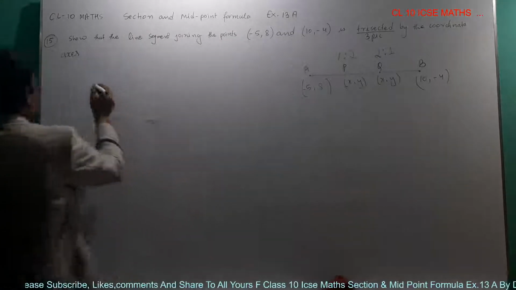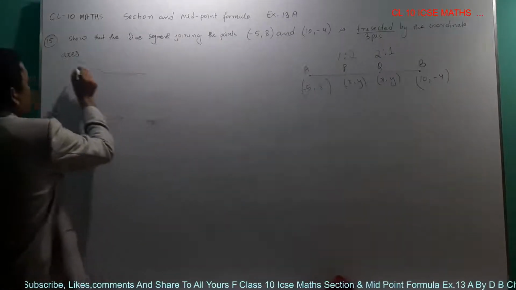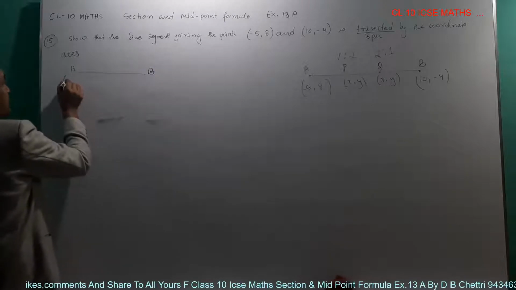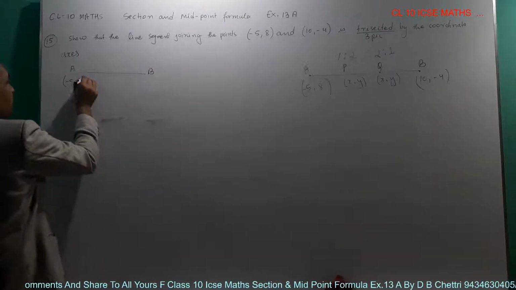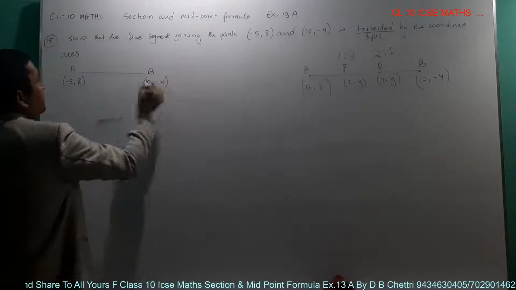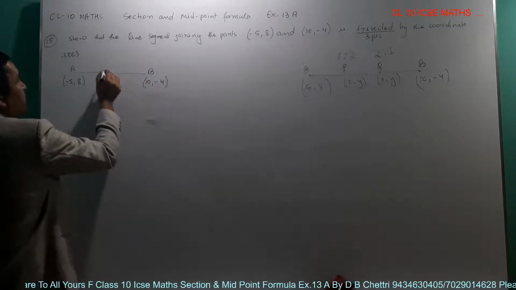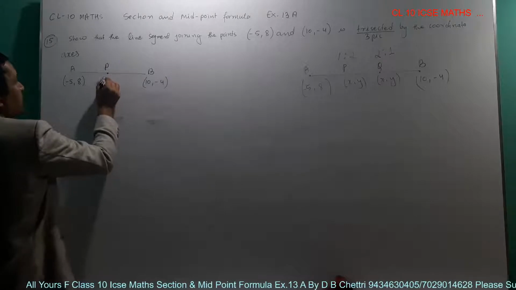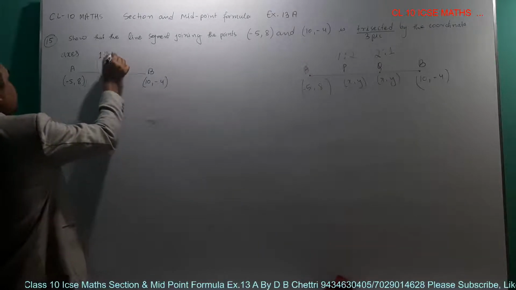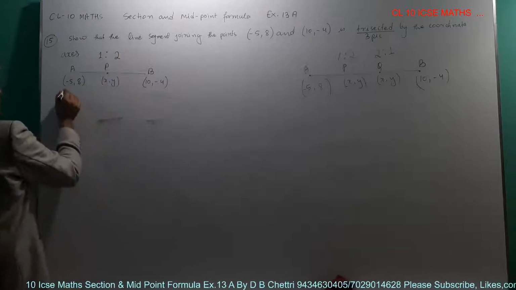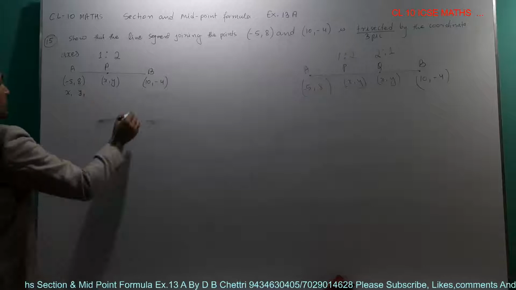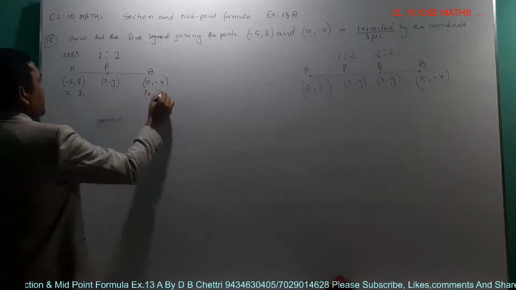Now let me redraw. This is A, B, then the coordinate of A is minus 5, 8, and the coordinate of B is 10, minus 4. Then let's find the first point. The first point is P, and the coordinate of P is x, y, and the ratio is 1 is to 2, and this is always marked as x1, this is y1, this is x2, y2.